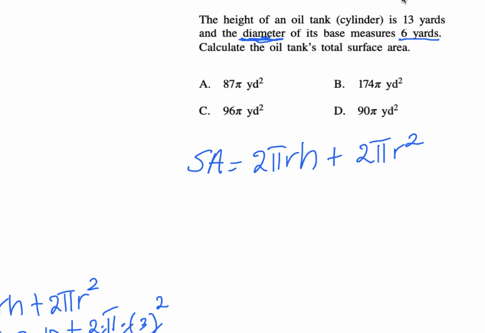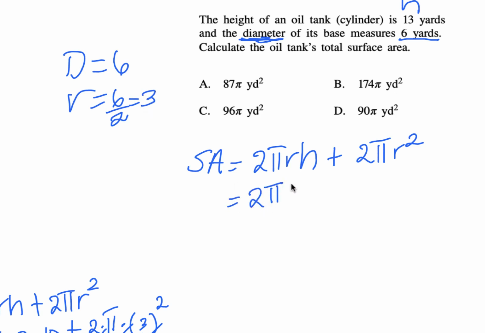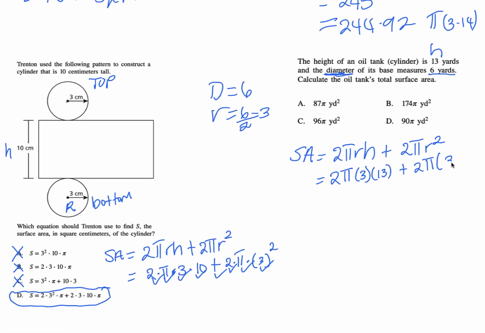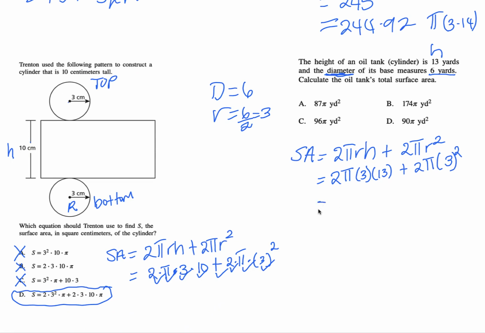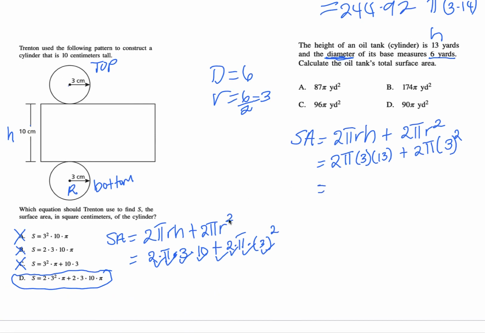Now we have the height, but the 6 is our diameter. Our diameter is 6, which means for our radius, we're going to have to half that 6, which would be 3. So we have 2 pi, radius is 3, and height is 13, plus 2 pi, and our radius is 3 squared. And I'm going to put that in the calculator.